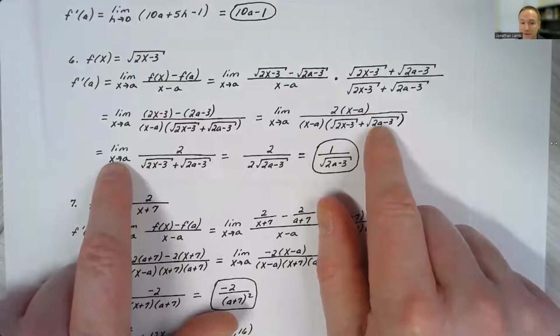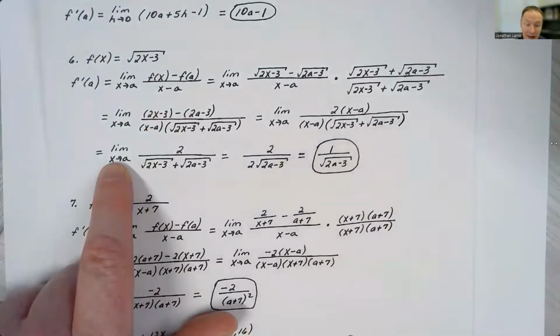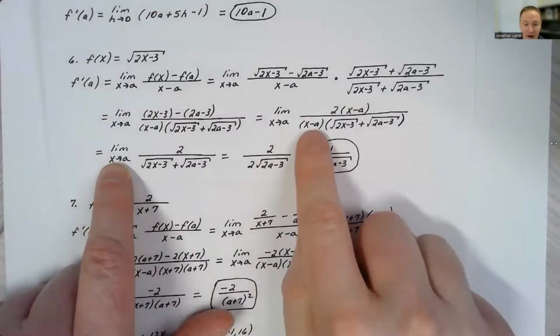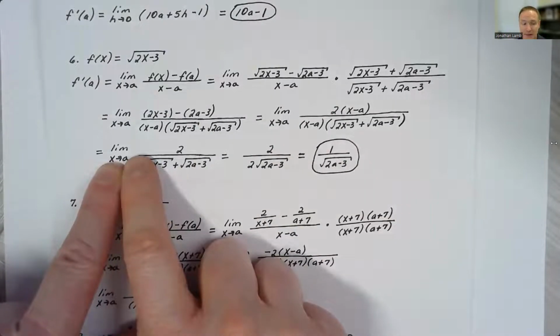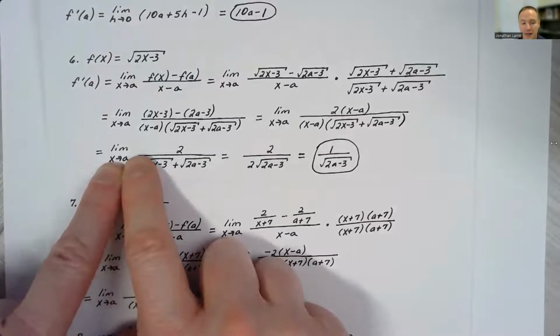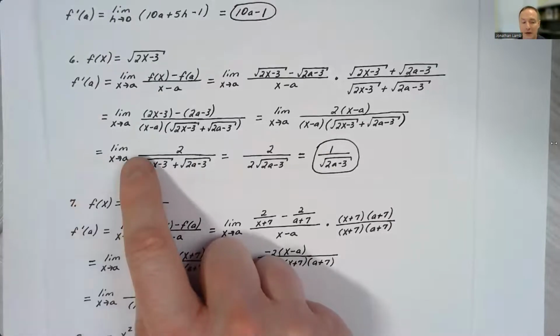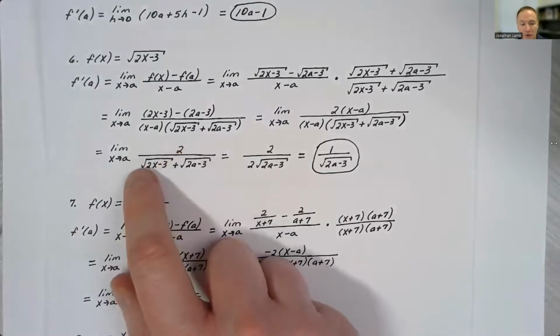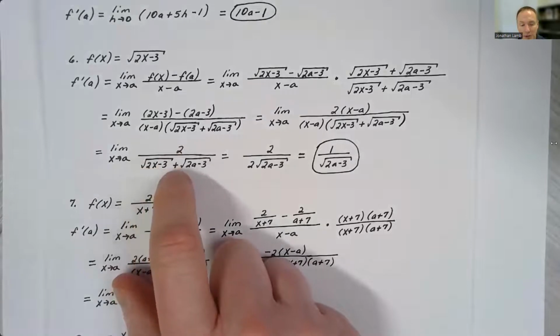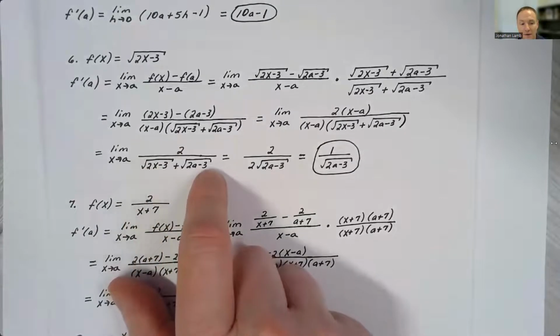And again, all of this is still inside of a limit as x approaches a. But now, since I've gotten rid of that factor of x minus a, there's no reason that we can't take the limit as x approaches a. So this tells us to allow x to become a. Everywhere you see an x, replace it with an a. So I have 2 over the root of 2a minus 3 plus the root of 2a minus 3.